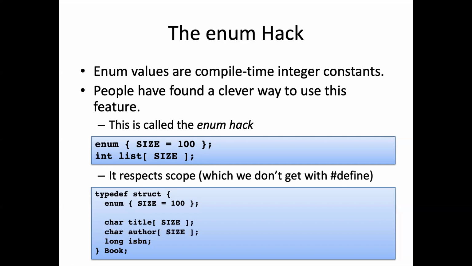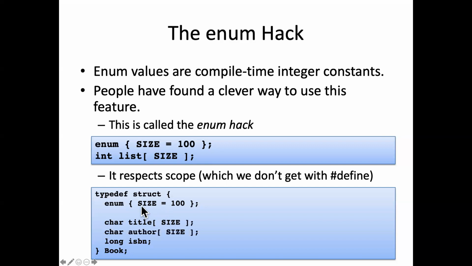I already mentioned the preprocessor doesn't respect scoping rules. So if you happen to use the same name for a constant as someone else, the compiler is going to complain about that. But enumerations do respect scoping rules. So you'll sometimes see people define an enumeration just as a way of keeping up with the name of a constant.